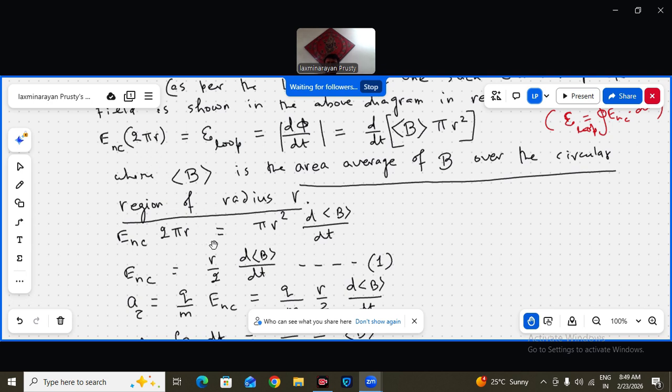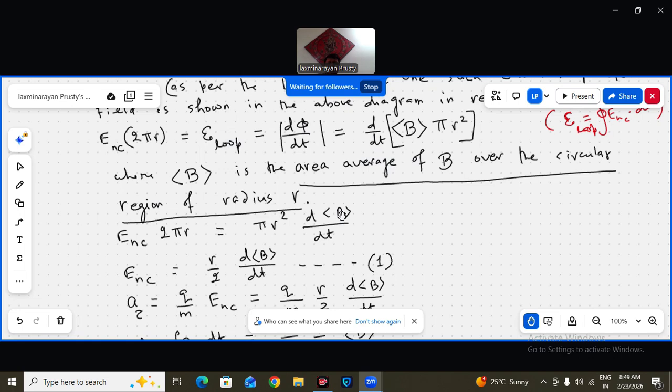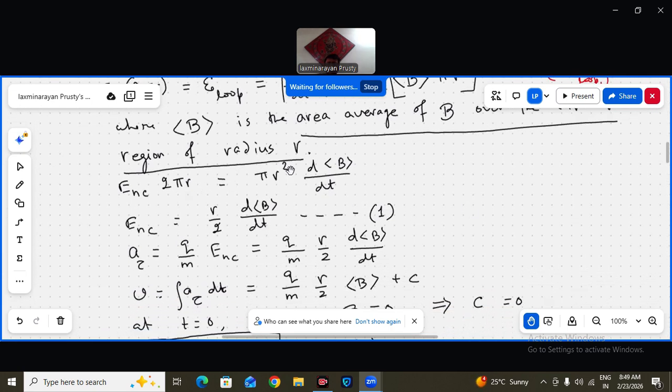So E_NC times 2 pi r is pi r squared, taking it outside, times dB average by dt. E_NC is equal to r by 2 times dB average by dt. Okay, cancelling pi r from both sides.